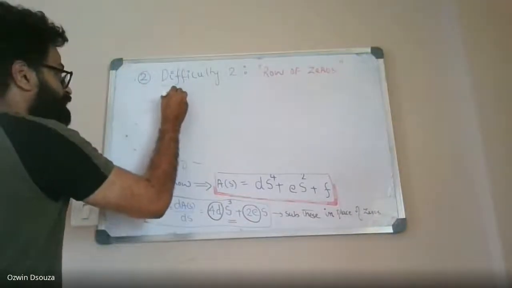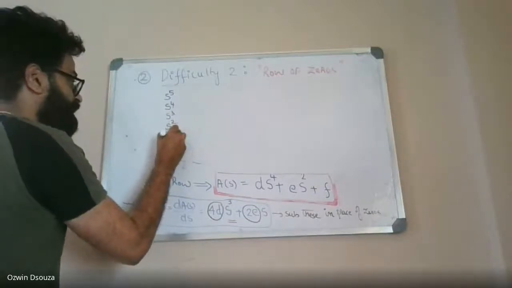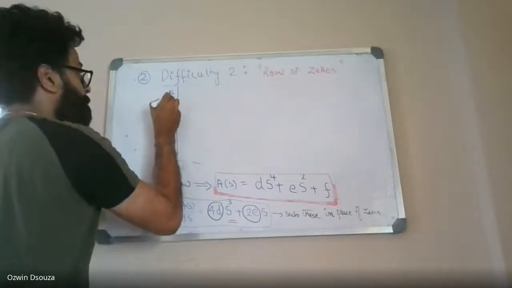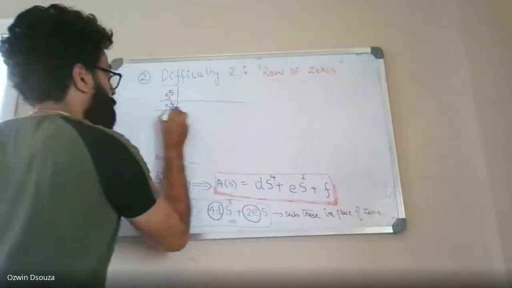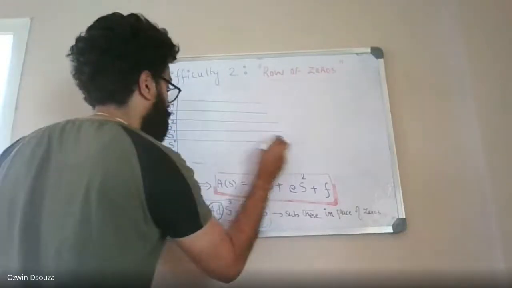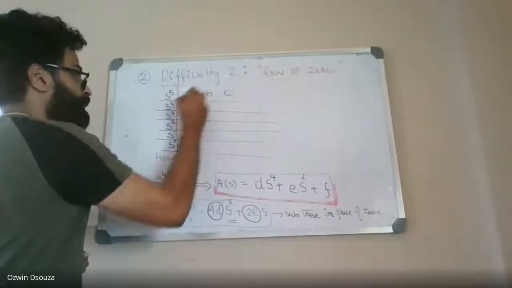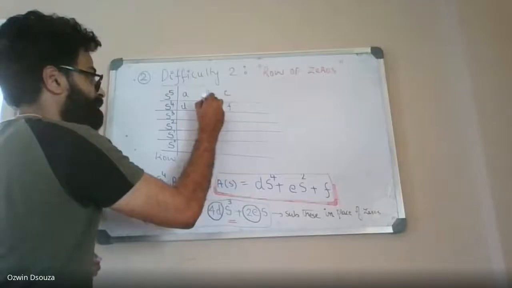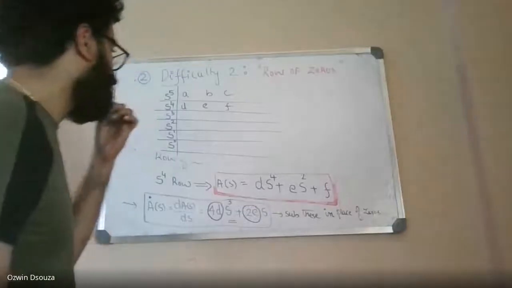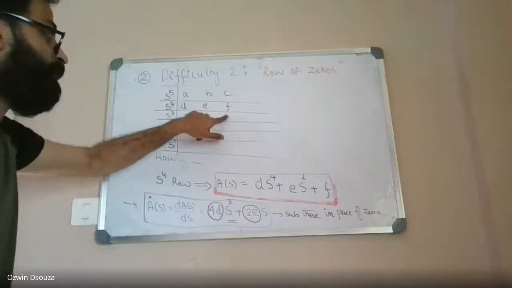So S5, S4, S3, S2, S1, S0. Okay. So A, B, C, D, E, F. Right. So in your original roots table, what did you have? The first element as 0, followed by 0, and followed by 0.